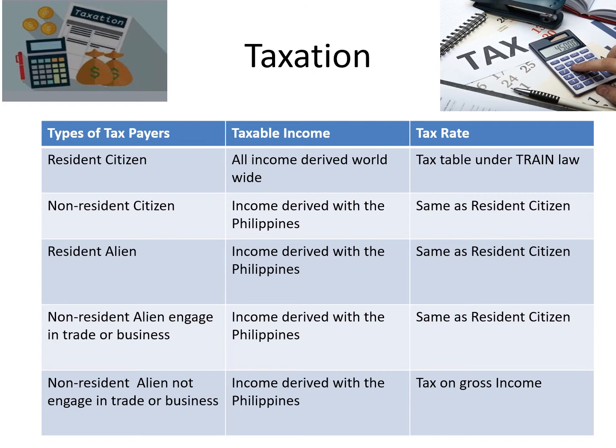Next, for the non-resident citizen, only income derived here in the Philippines. Take note, their tax rate would still be under our TRAIN law or the schedules, which I will show you later. Resident alien is also only income derived within the Philippines, and the rate would be the same as our resident citizen. For the non-resident alien engaged in trade or business, income derived also within the Philippines. Tax rate same as under our resident citizen or under our TRAIN law. But those that are non-resident alien not engaged in trade or business, income derived within the Philippines and tax on gross.